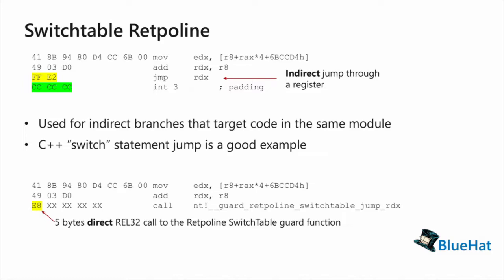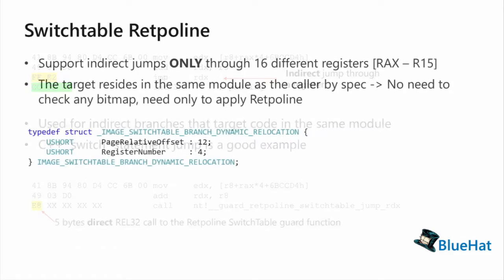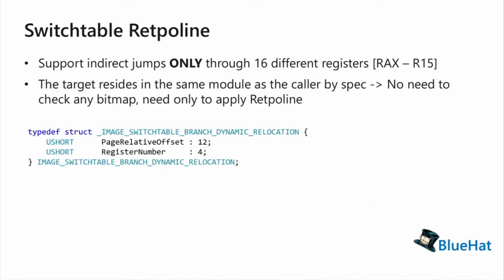Last is the switchtable Retpoline. It is the easiest one, because it is used when you have a switch statement in C++, for example. There is a jump that goes directly into the same binary. As you can see, there is nothing very particular. We have an indirect jump, and then we replace it with a direct rel32 call to the Retpoline switchtable guard function. The switchtable guard function does nothing interesting. It only applies Retpoline, because we know that the target is in a Retpoline compatible binary, so there is no need to do anything else.